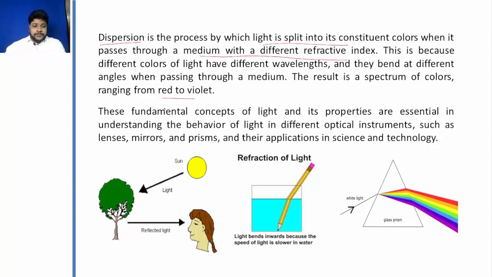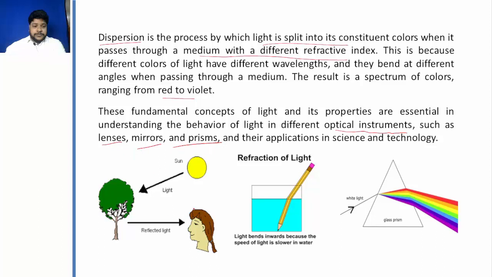So you can see these fundamental concepts and properties of light are essential in understanding the behavior of light in different optical instruments. Since we are talking about optical instruments, to understand the behavior of light here, we need to have some basic concepts and properties of light. We have to understand it. The instruments we are interested in, lenses, mirrors, and prisms, are components of the optical instruments.